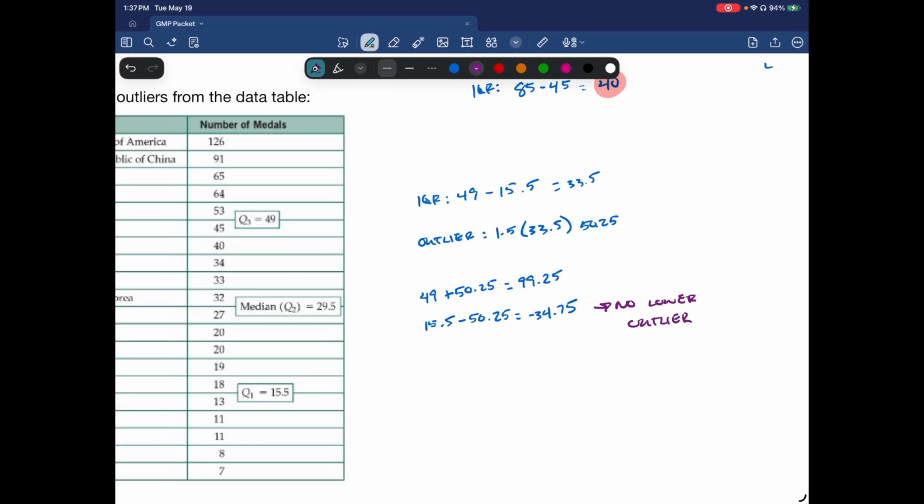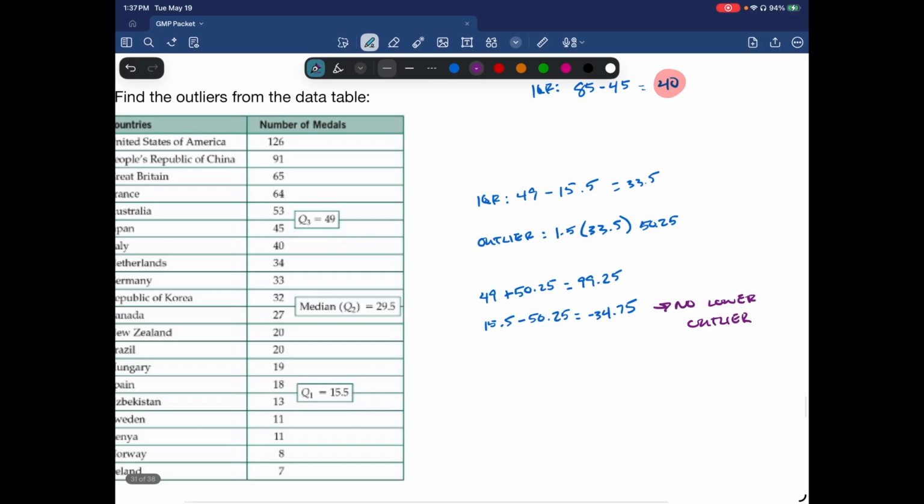There's no lower outlier, and anything above 99.25 is going to be an outlier. So the 126 is an outlier. And the 7 down here still fits within that range of what's considered an outlier and what's not. So the 7 is okay. My outlier for this one is simply the 126.